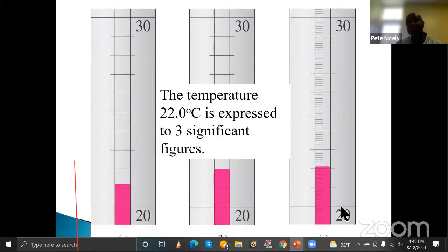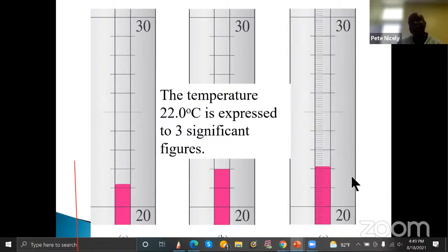So we know we have 20 here. This mark represents 21. This mark represents 22, right? And then one of the smaller lines here, the mercury level is just above it, right? So we can conclude, based on what I've stated so far, that the temperature here would be 22.1 something.